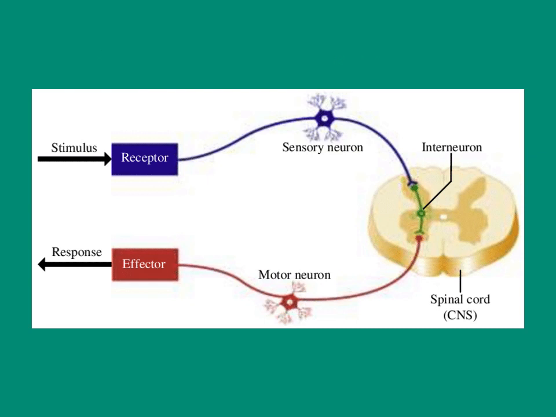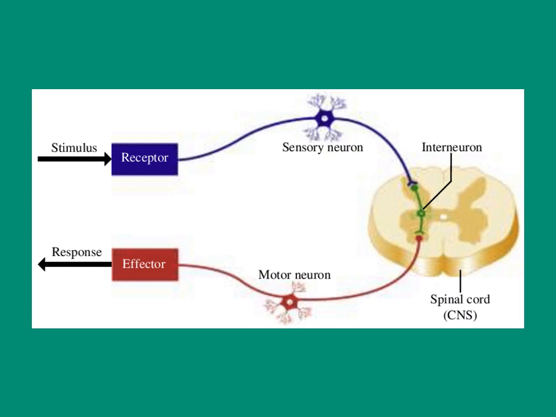So what is happening is in a reflex, a stimulus comes and it activates a receptor, which then activates the sensory neuron. Remember, sensory neurons are bringing that stimulus, that information, towards the central nervous system. Once it arrives at the spinal cord, it will stimulate or activate the interneuron. Some information may from there go up to the brain. A lot of it for reflexes will stay in the spinal cord.